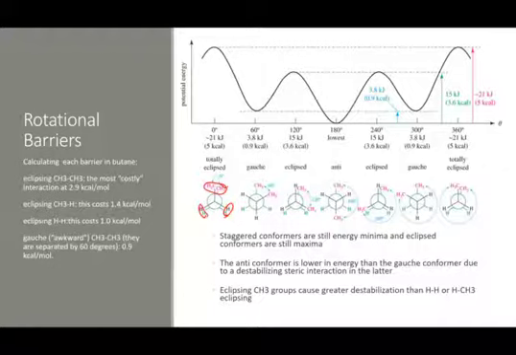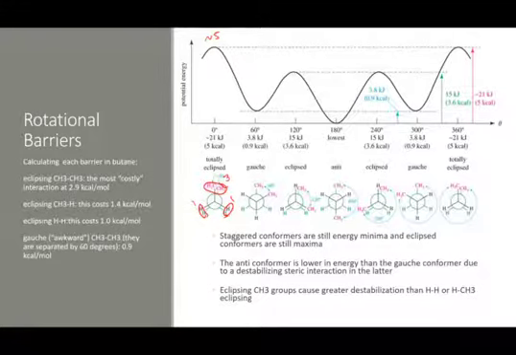When you eclipse a methyl and a methyl, that costs about 2.9 kilocalories per mole. And if we add this up, you can see on the diagram, this whole eclipse equals about 5 kilocalories. So we get about 3 from the methyl-methyl interaction and 1 from each of the hydrogen-hydrogen eclipses. So that is a total of about 5. Again, the highest energy.